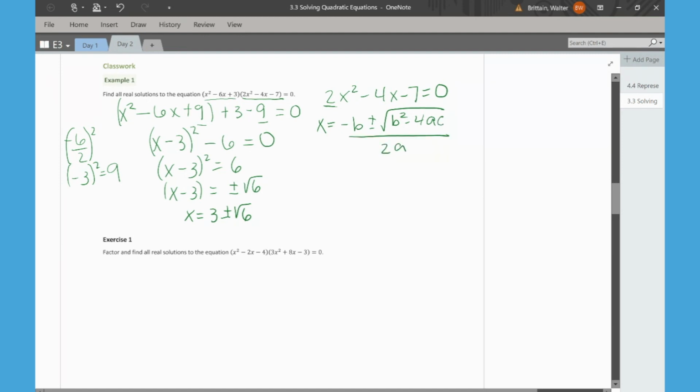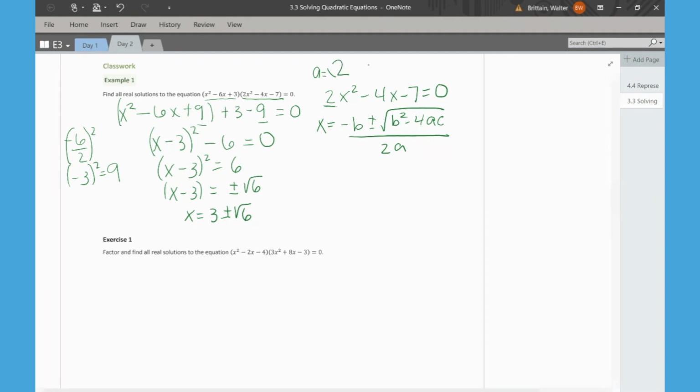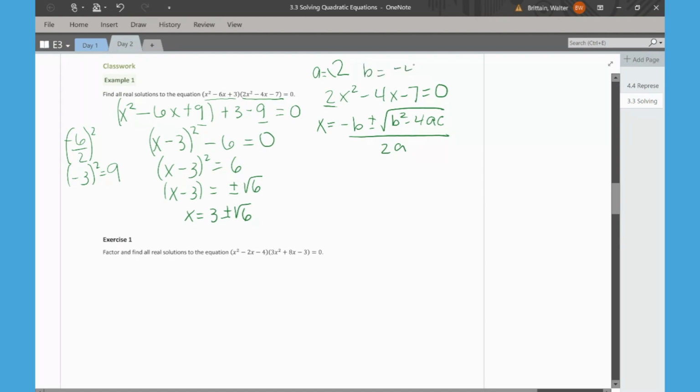And if I look at my standard form ax squared plus bx plus c equals 0, I'm going to see that a is actually equal to positive 2, b is negative 4, and c is negative 7. So we would just need to plug those in. So we would have negative 4 for the b, negative 4 quantity squared, minus 4 times a times c. And all of that is going to be divided by 2a.